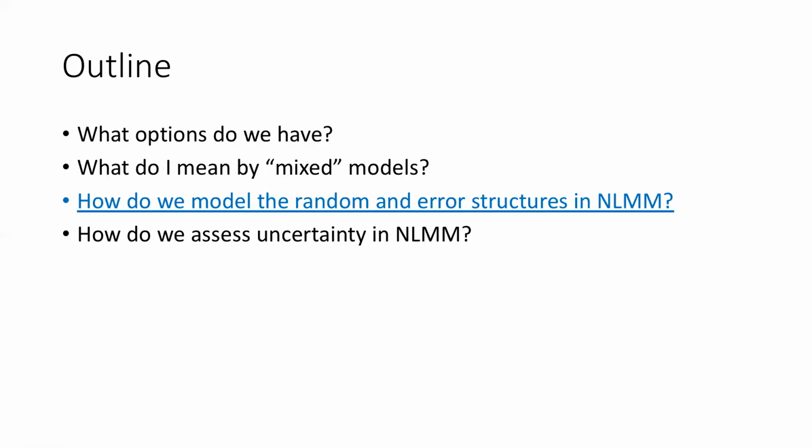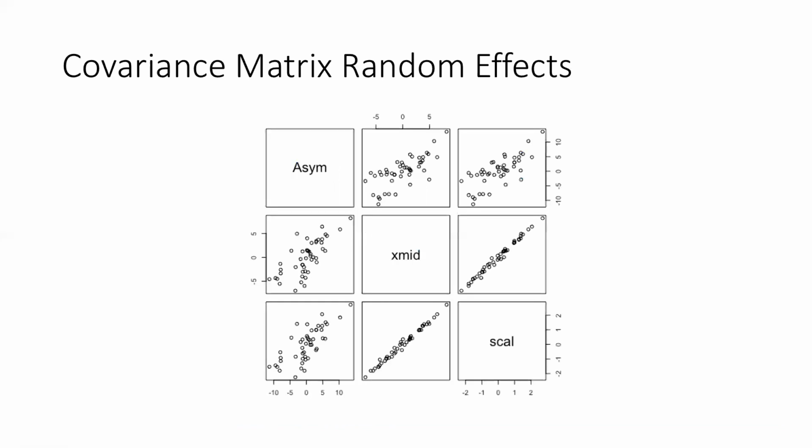So I want to answer this question now. How do we model the random and error or residual structures in this nonlinear mixed effects model? So we can visually see the relationship among the random effects in our model. And I should say here that this correlation between the inflection point and the scale seems to be a little bit too high and seems to be a little bit suspect. We'll see how we can resolve this.